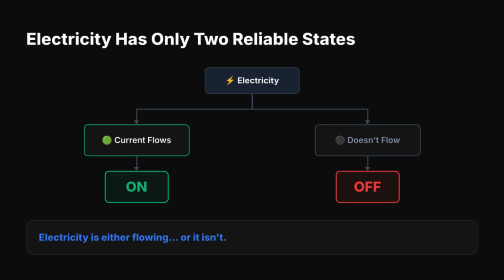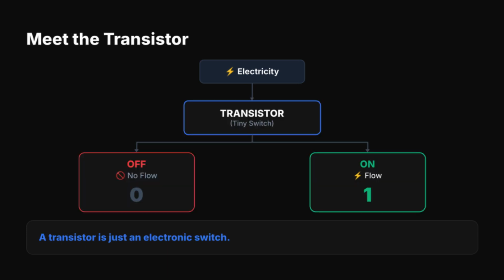But how do computers control this flow of electricity? That's where the transistor comes in. So, we know electricity can either flow or not flow. But how does a computer control that flow? The answer is a tiny electronic component called a transistor. Think of a transistor as an incredibly fast electronic switch. When it allows electricity to pass through, the state is on, which we represent as 1. When it blocks the flow of electricity, the state is off, which we represent using 0. On its own, a single transistor isn't very useful. But when billions of these switches work together, they form the foundation of every modern computer.